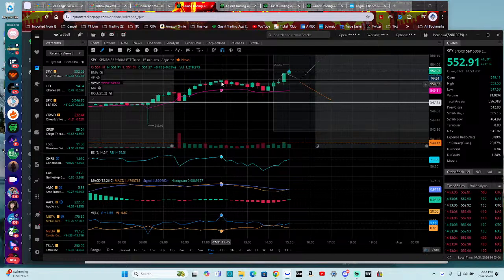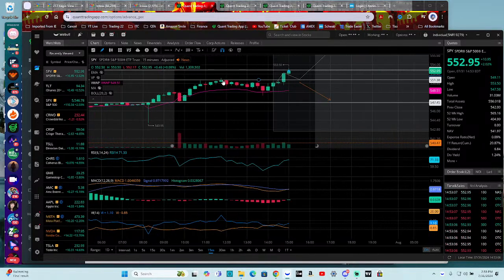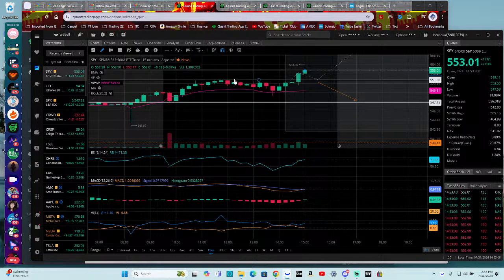So we're still looking to get this retested, this area right here. 551.50. Right around there.